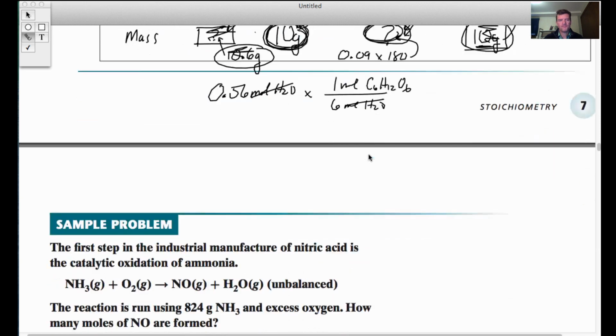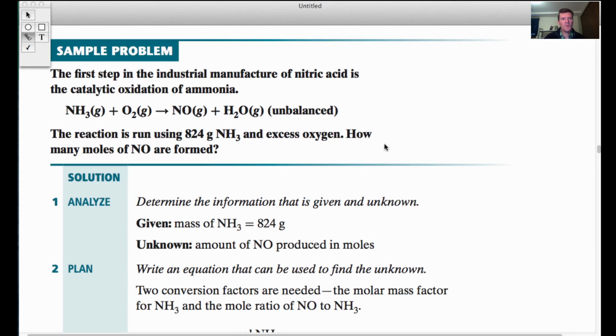Okay? All right, let's do one more here, because this is something that you have to master. This is something you've got to get. Okay, we are told here that we've got the production of nitric acid. First step is the catalytic oxidation of ammonia. So we're going to take ammonia here, and we're going to turn it into NO and water. This is unbalanced. You must balance it first. So let's go ahead and balance this.